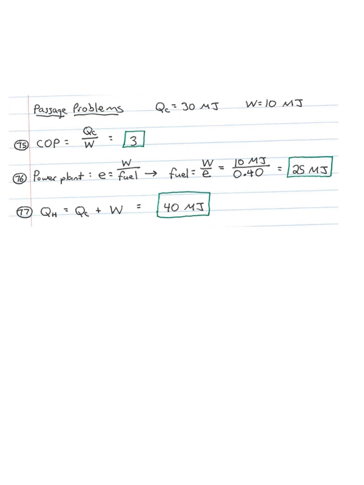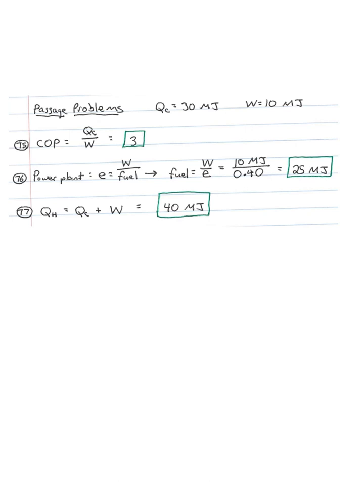All right. So number 75 says the refrigerator's COP is what? And for that, we're just going to use Q_C over W. Remember, coefficient of performance is what you want, which is heat extracted from the cold area, divided by what you must provide, and that's work done by the motor. So 30 megajoules over 10 megajoules, and we're left with 3.